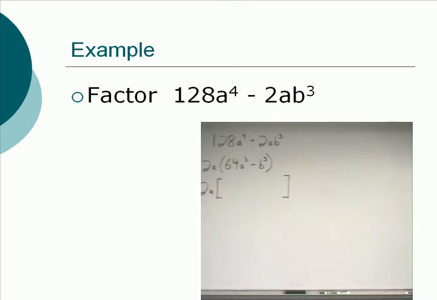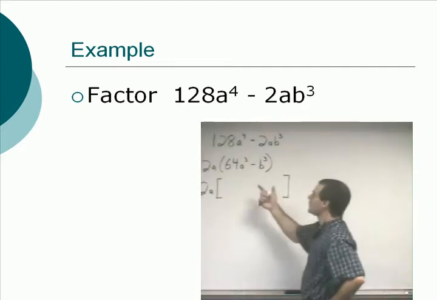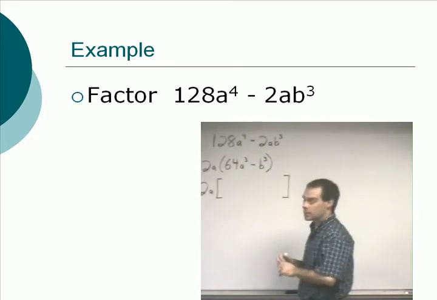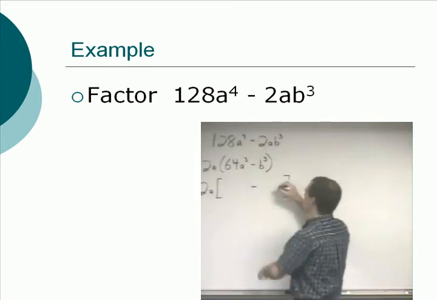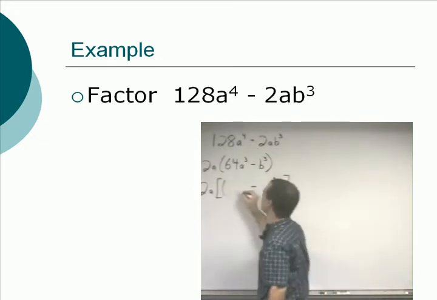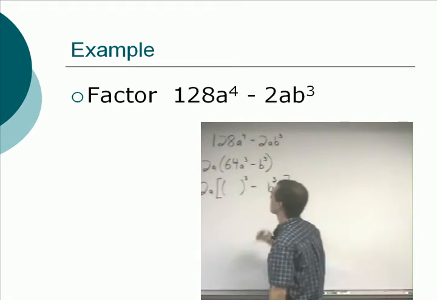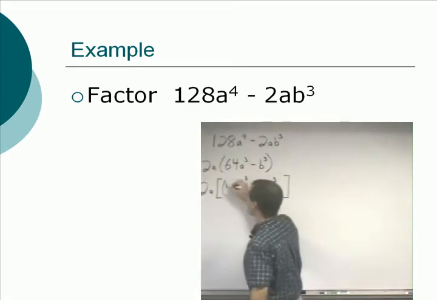Well, let's take a look. First of all, does everybody agree you've got a GCF of 2a there? Okay, pull that out. So you've got 2a times 64a cubed minus b cubed. Now you need to figure out what it is that you're cubing in each case. Clearly in this case we're subtracting, and we've got a b cubed in that spot. But what is being cubed in this front slot? 4a, that's right. The cube root of 64 is 4.